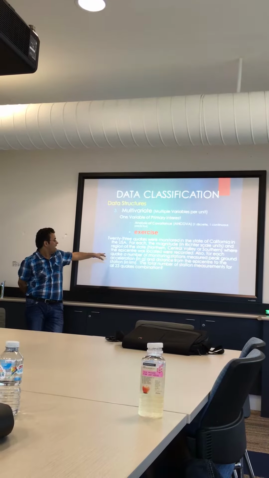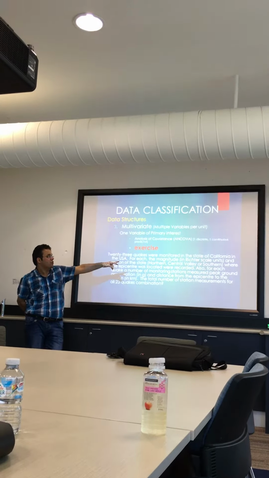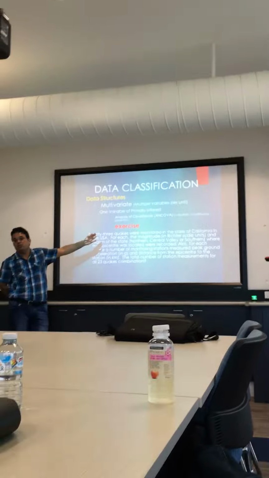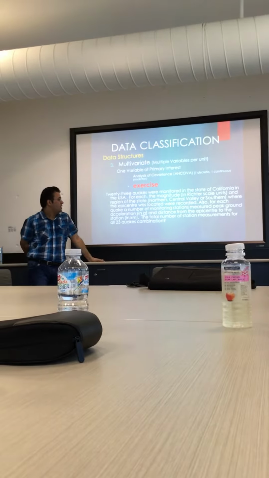The second one is location, or region. We have north, central and south. Is this discrete or continuous? Discrete.